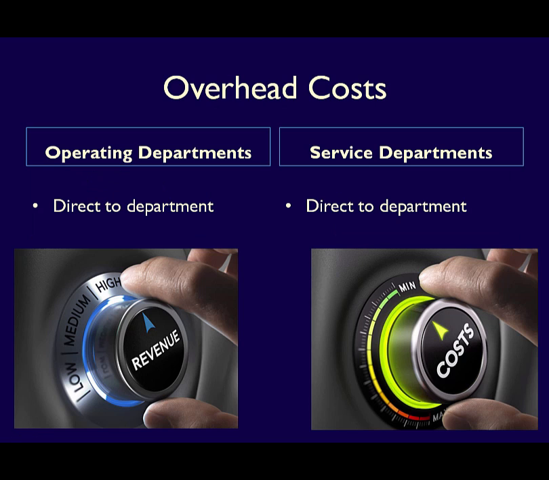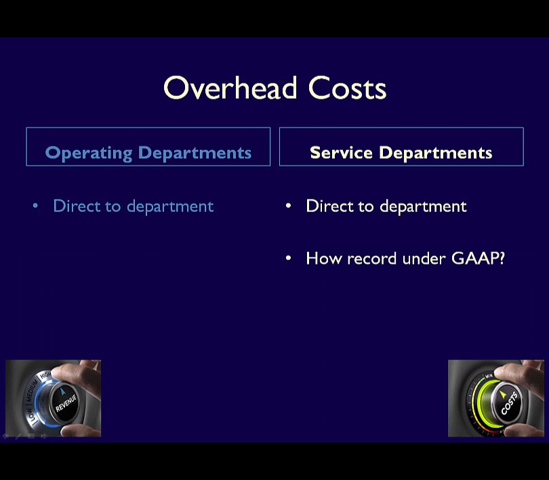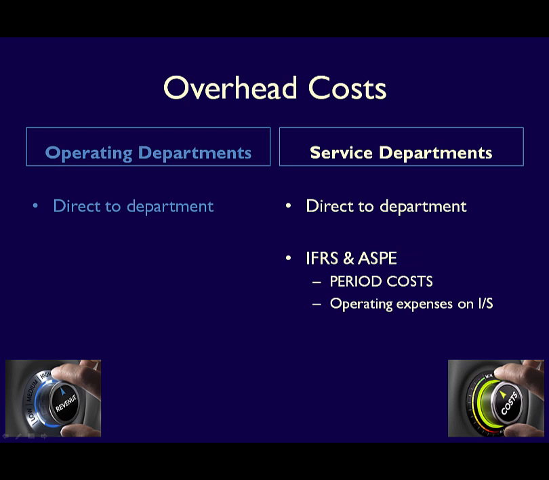Great. Now we have operating departments with their own direct overhead costs and service departments with their own direct overhead costs. Using financial accounting standards, either IFRS or ASPE, how should the business record the direct overhead costs for service departments such as marketing and human resources? They are treated as period costs, basically operating expenses, when preparing the financial statements for external reporting purposes. Period costs are excluded from inventoriable costs by financial accounting standards. They therefore appear as operating expenses on the income statement.